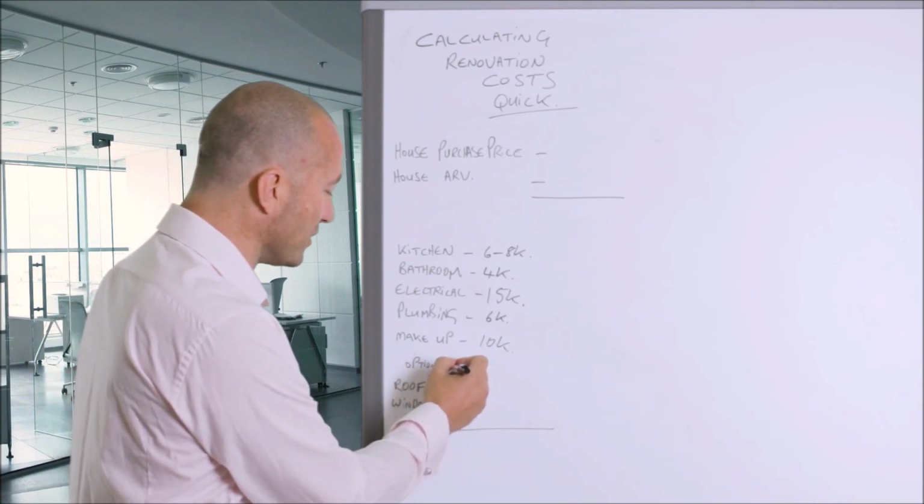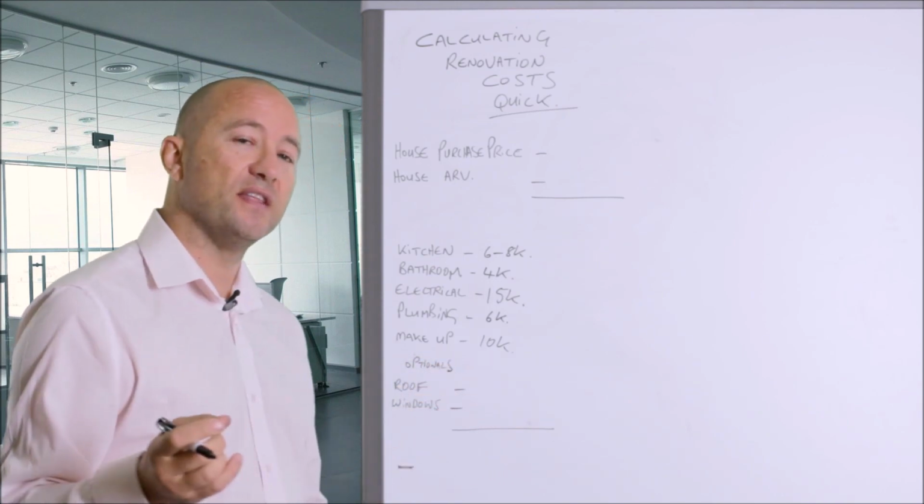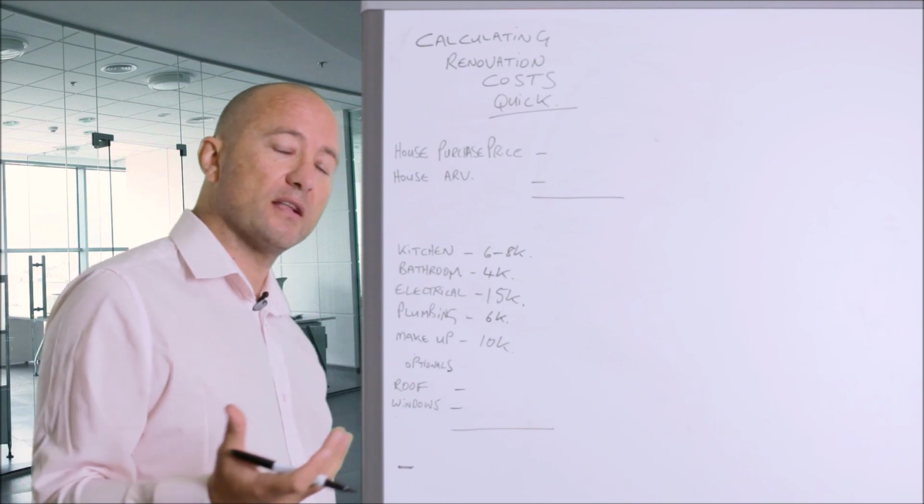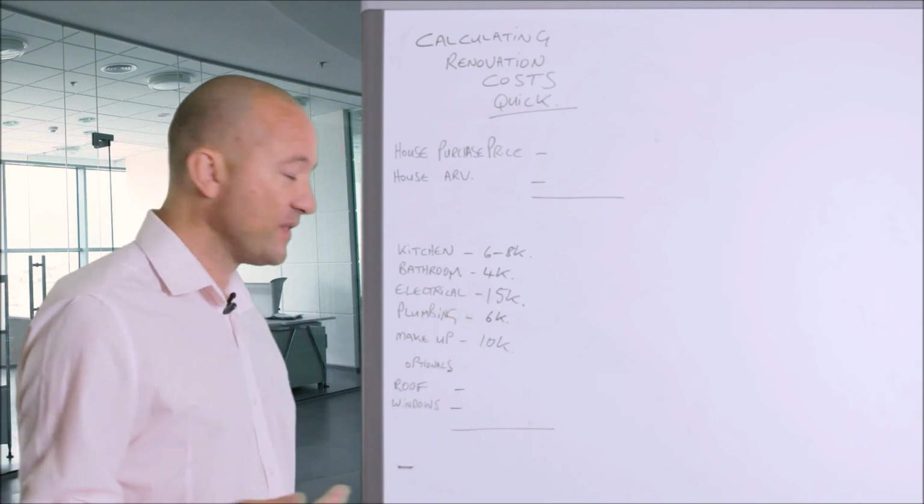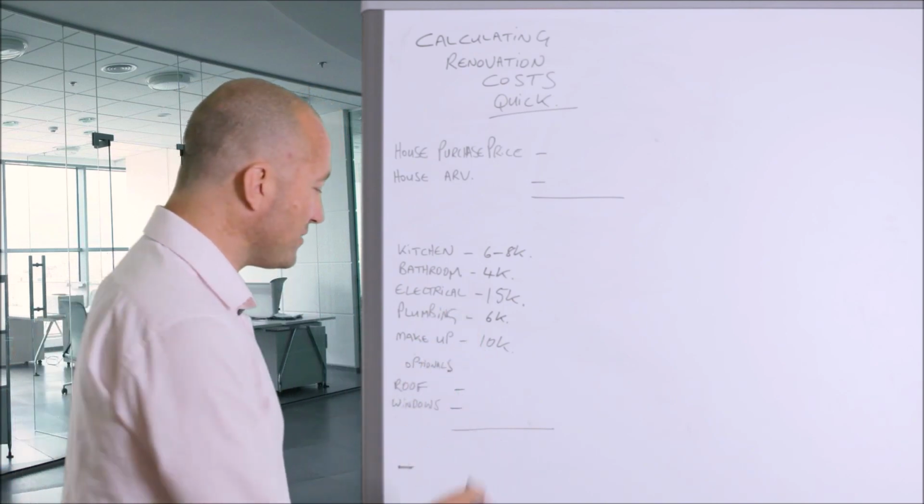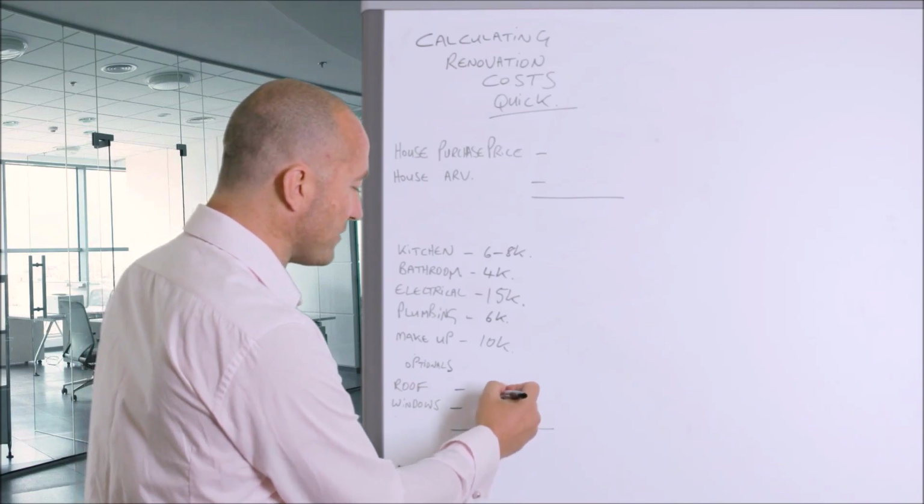Now, there are some optionals, because sometimes these things have been done already on a house, but for this scenario, let's say that they haven't. So a roof on a 2,000 square foot house, you're looking at $7,000.